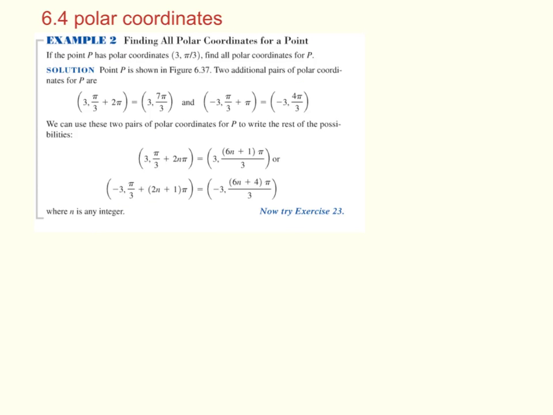So here in example 2, we're going to try to find not just one polar coordinate for a point, but all of the polar coordinates for a point. Because if you think about the things that we've done with the unit circle, we realize that the concept of coterminal angles can all of a sudden surface here in polar coordinates, because every 2 pi the point will happen again and again, and so on and so forth. However, there's another thing to look at.